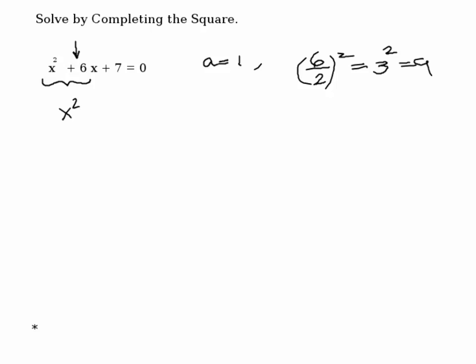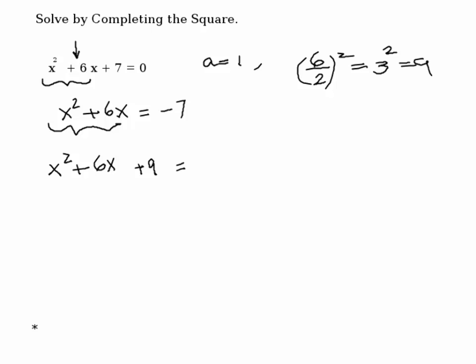So the first step is I move that 7 to the other side of the equation. I don't need that to complete the square. But I do need to add 9 to the left-hand side in order to complete the square. So I'm going to add 9 here.